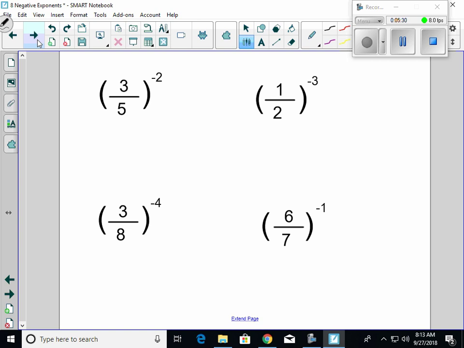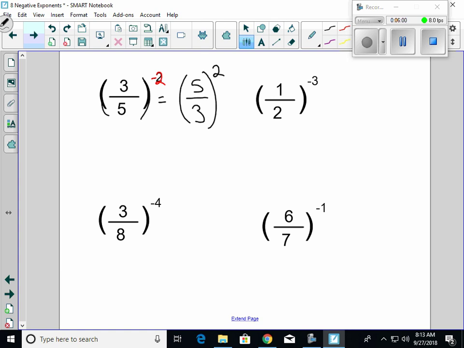All right, here are some more fractions, but this time the whole fraction is raised to a negative exponent. Okay, so 3/5, that whole thing is raised to the negative 2. What that means is that both of those numbers are in the wrong spot. That whole fraction is flipped the wrong way. So I would flip that whole fraction, and I would make my exponent positive.